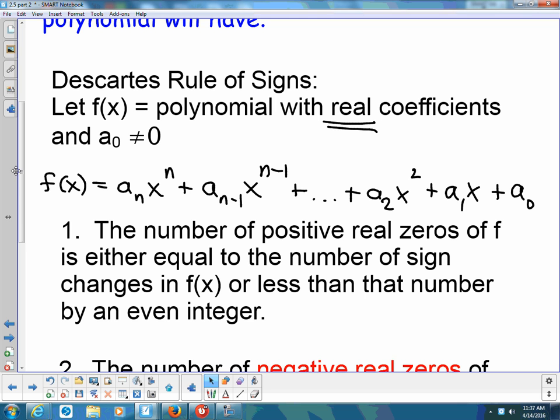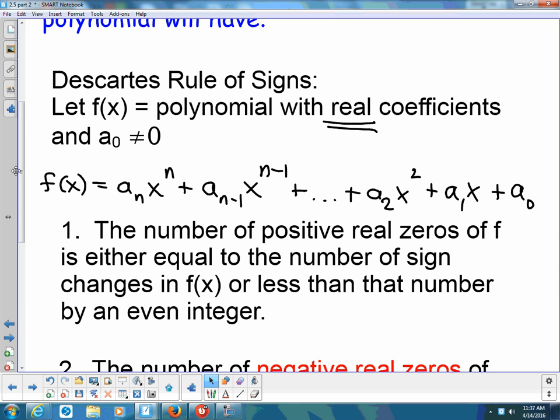Let f of x be a polynomial with real coefficients and a not equal to 0. Remember, we can talk about the polynomial function in general terms like this, where a sub n is the leading coefficient, all the a's are the coefficients, this would be a degree n, and so on. You're hopefully getting comfortable seeing this written out in a general way like this.